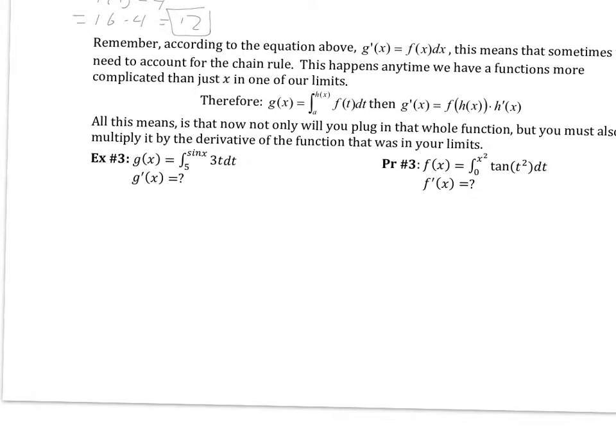Now we have to think about this because, yeah, we're still just taking the derivative of the antiderivative, but when we take the derivative, we have to account for a chain rule. So we have to think about the fact that we're just going to replace this function in for that variable there, but we're also going to have to multiply it by the derivative of that function. So let me show you what I mean here.